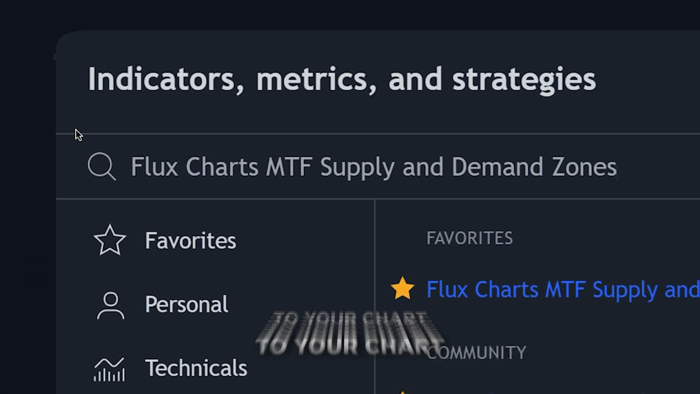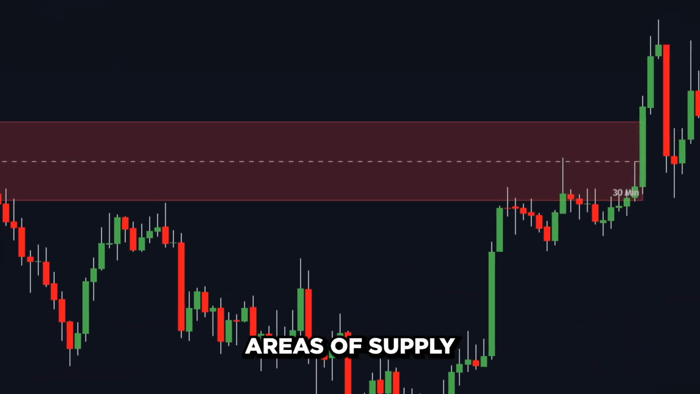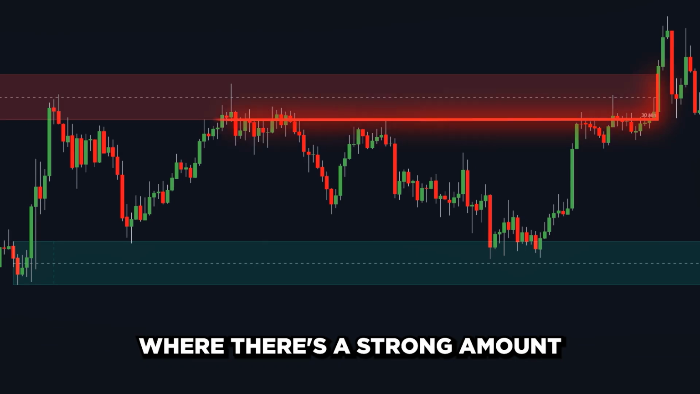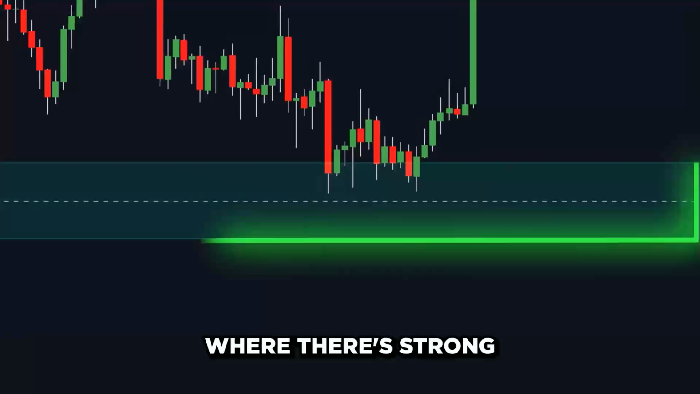Once you add the indicator to your chart, it'll look something like this. The red zones are areas of supply, which are areas where there's a strong amount of selling pressure, and the green zones are demand areas where there's strong buying activity.